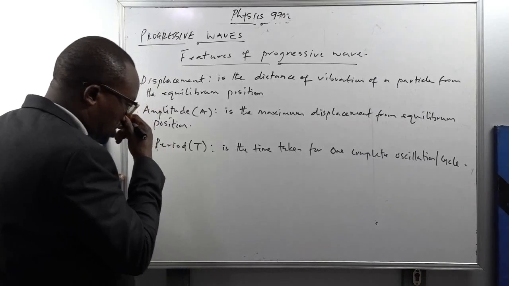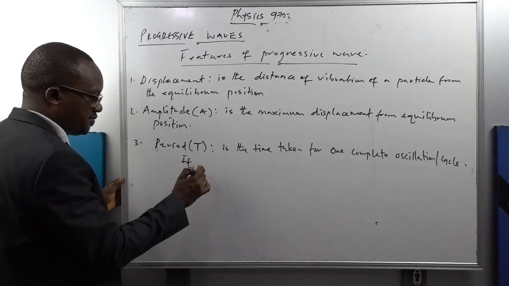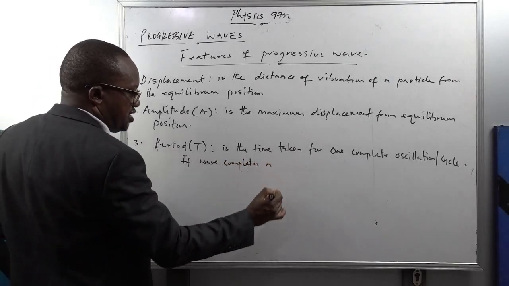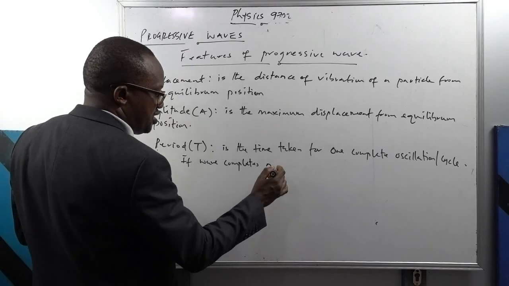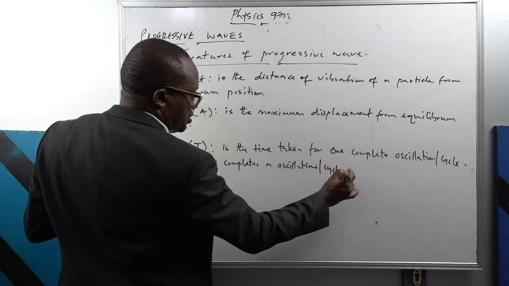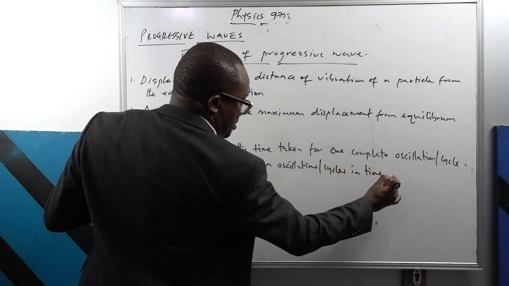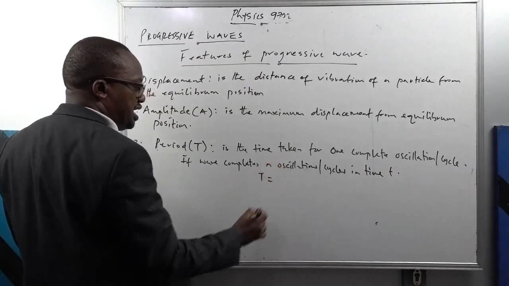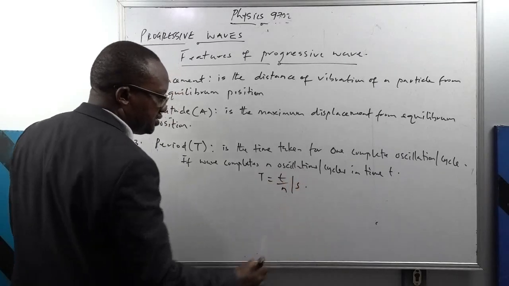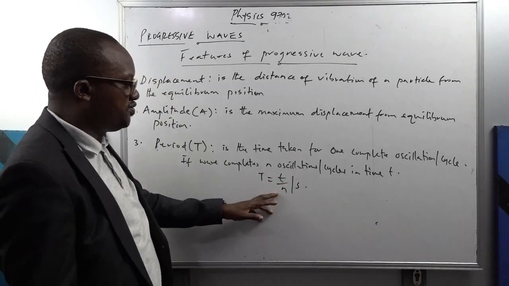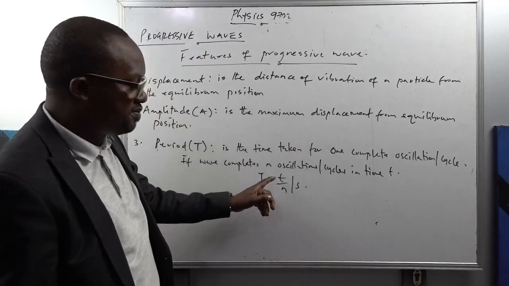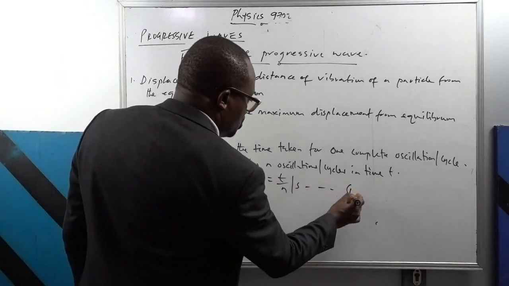Okay? So if, for example, a wave completes n oscillations or cycles in time t, then the period is the time taken to complete one oscillation. That becomes t over n, which is measured in seconds. It could be 40 oscillations in a given time. The time taken to complete one oscillation is the period. That becomes t over n. We call this equation 1 here.